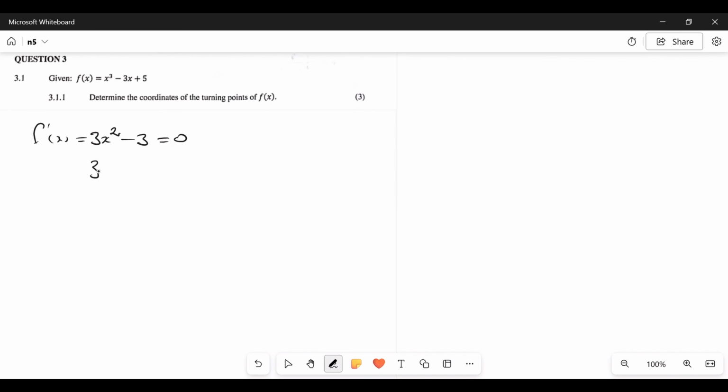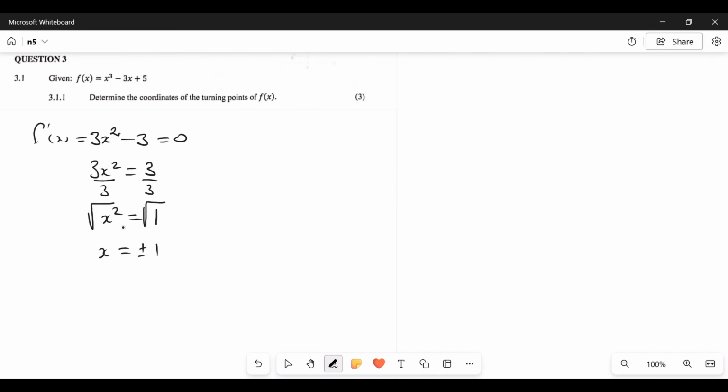So we're going to be left with 3x squared is equal to, if we transpose this negative 3 to the right hand side, it becomes positive 3. And then we divide by 3 throughout. There we go. So x squared is equal to 1. But now we are not looking for x squared, we're actually looking for x. So we have to square root both sides to get rid of the square there. The square root of x squared is x, and then the square root of 1 is plus or minus 1.